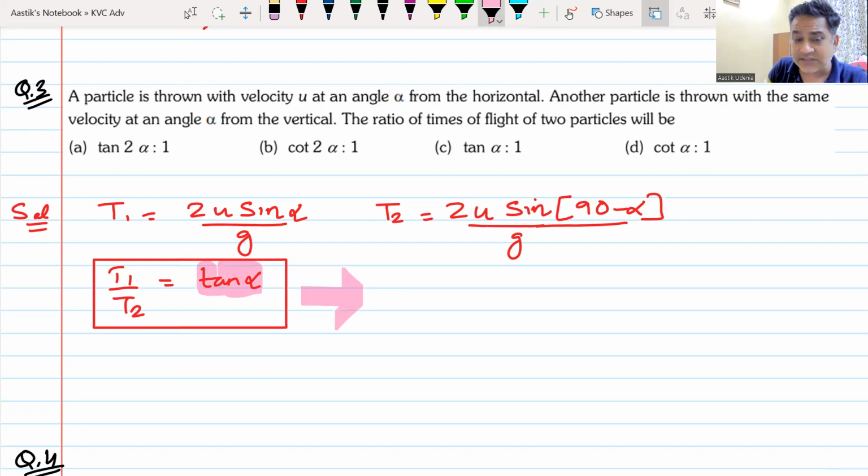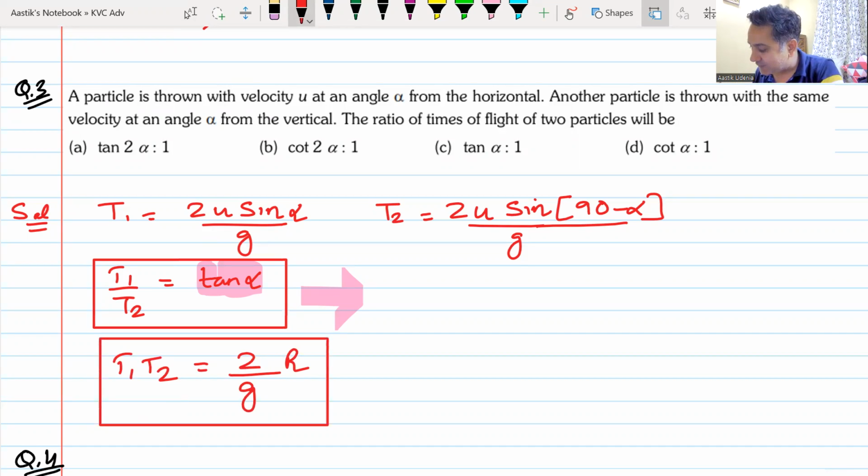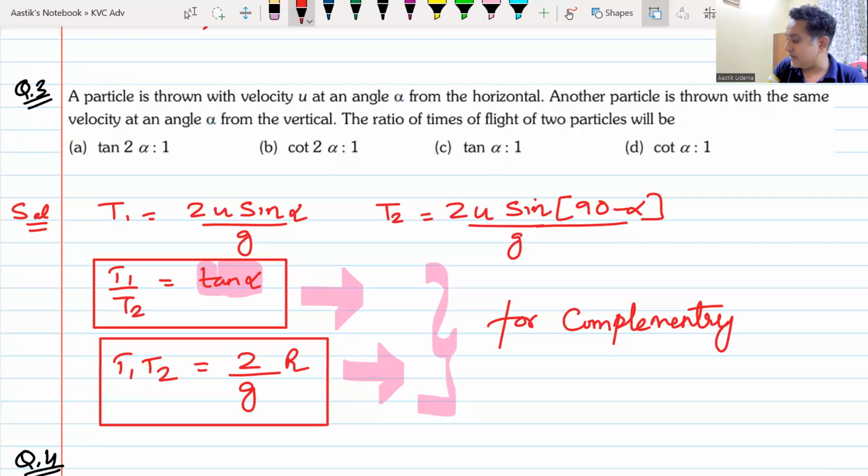That means if you can remember these two things for complementary angles: for the same velocity of projection, T1 by T2 will be equal to tan alpha. At the same time, T1 multiplied by T2 will be equal to 2 by g multiplied by R. This is how you make shortcuts in life. Both of these are valid only for complementary angles. You can save a lot of time, my dear friends, in the examination hall.